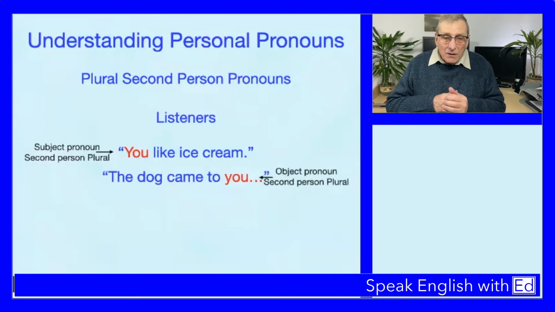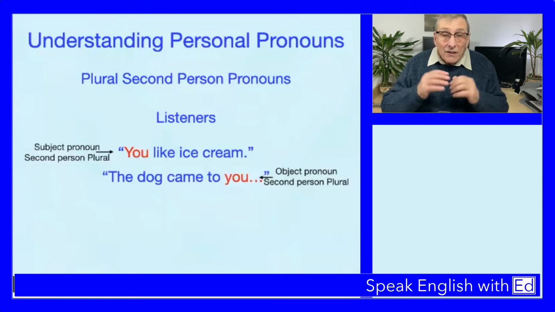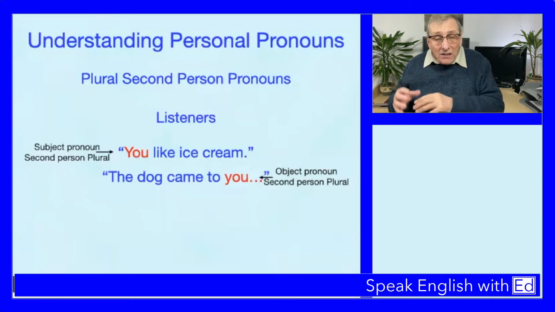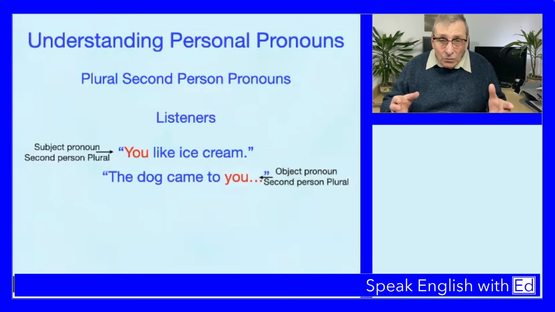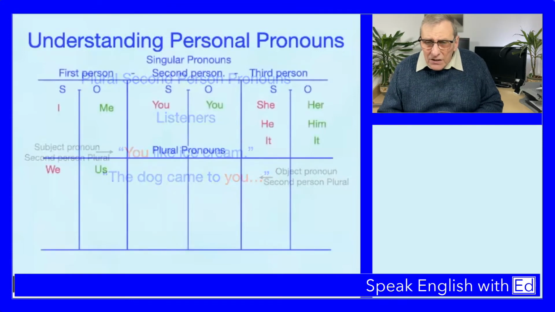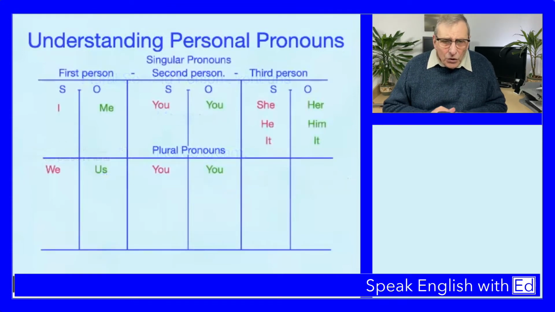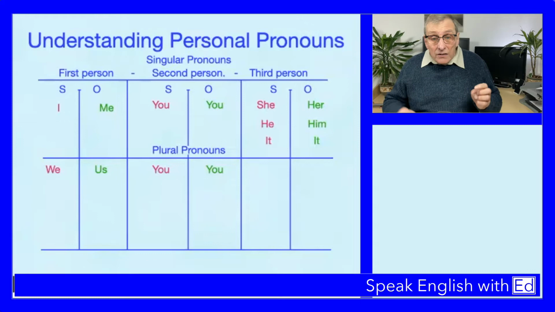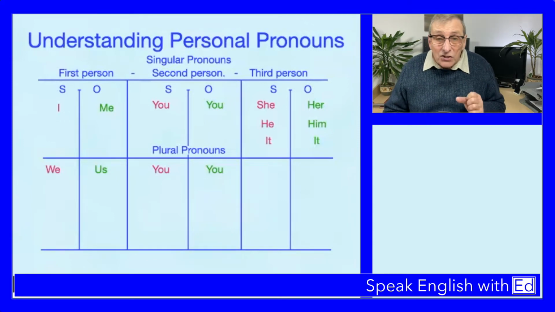You like ice cream. The dog came to you. This has got the same pronoun, you, in both positions. In both subject and object positions, it's you. So, as I say, that's simple. So we can put those in the sheet now. Put you and you straight into the sheet, and we've only got third person to go. So this is going to be a little bit shorter video, I think. So let's have a look.